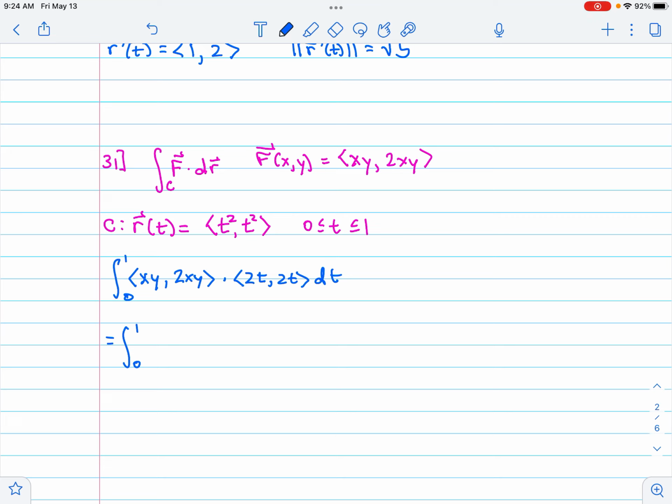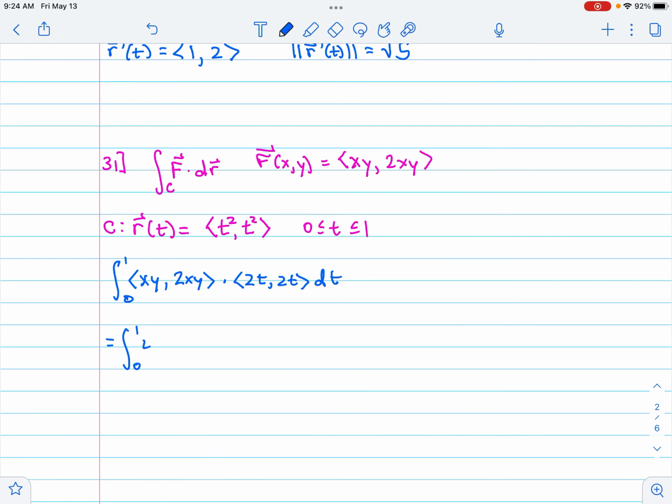So I've got 2xyt. Well, no, I don't either. I've got 4. No, yeah, I had it right. I was looking at, okay, so we've got 2xyt plus 4xyt. I was looking at this one a minute ago. Okay, and dt. So I did the dot product.